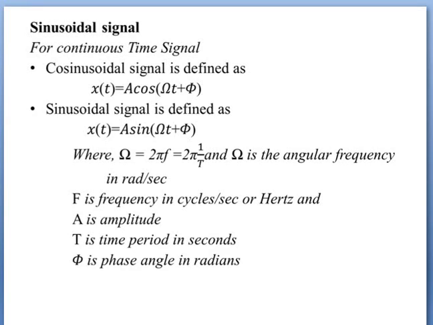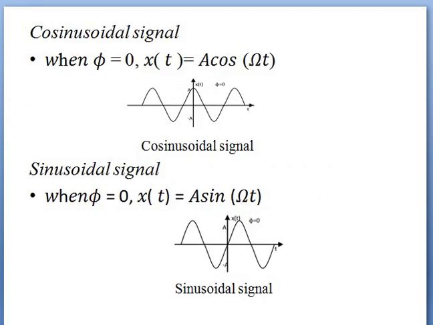Sinusoidal signal. For continuous time, the cosinusoidal signal is defined as x(t) equal to A cos(omega t plus phi), and the sinusoidal signal is defined as x(t) equal to A sin(omega t plus phi). Here omega equals 2 pi F, where F is replaced by 1 by T, and omega is the angular frequency in radians per second. Capital F is the frequency in cycles per second or hertz. A is amplitude, T is time period in seconds, phi is phase angle in radians. Cosinusoidal signal.